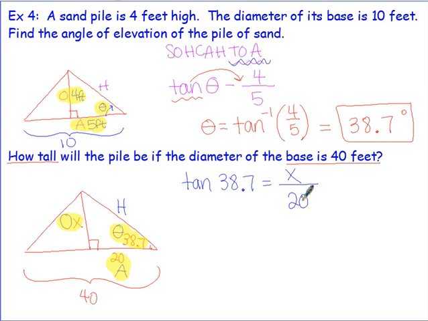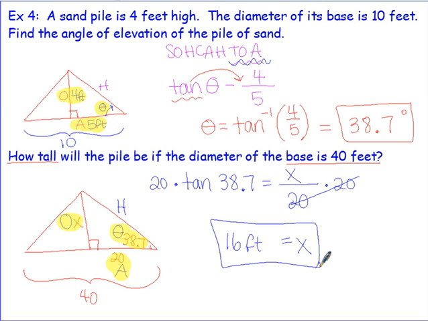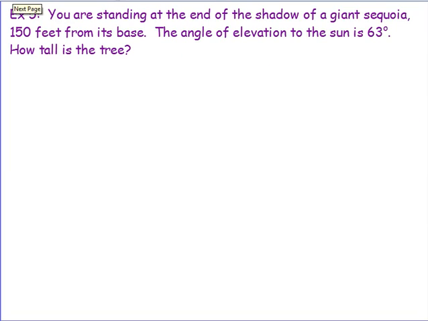And so now we are ready to solve. We are going to multiply by 20 on both sides. So x equals, pick up your calculators, 20 times the tangent of 38.7, and your calculator should tell you 16 feet. All right, so I'm going to have you go ahead and try this very last problem on your own. If you don't know what a giant sequoia is, it's just a really big tree. So see if you can draw a picture of what's going on and see if you can solve this problem, and then pick it up and we'll see how you did.